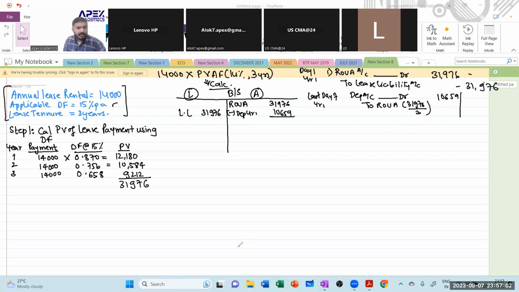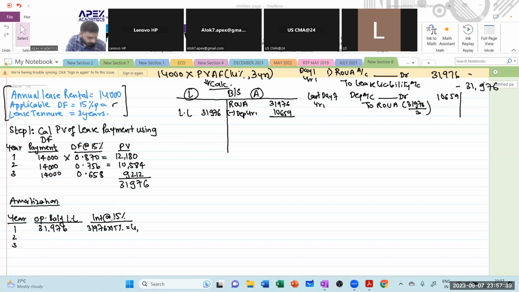Now, the main calculation, the amortization calculation. I want students to answer. I'm going to be very strict. Haripriya, tell me what is the opening balance of lease liability? 31,970. Perfect answer. On this, interest will be charged at the rate of how much, Haripriya? 15%. Very good. Calculate and give me the answer. 4,796. Agreed?